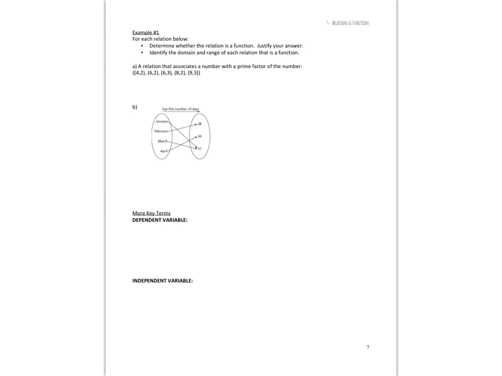So for each relation below, determine whether it is a function, justify your answer, identify the domain and range of each relation that is a function. So a relation that associates the number with a prime factor of that number. If I search here, I have a domain of 4, range of 2, domain of 6, range of 2, domain of 6, range of 3. So we have the same domain value pointing to different range values. Therefore, this is not a function.